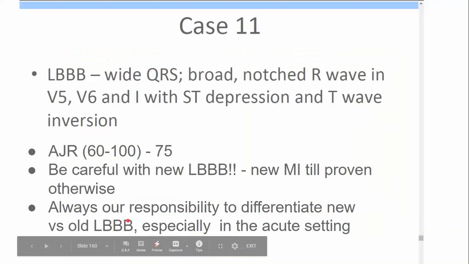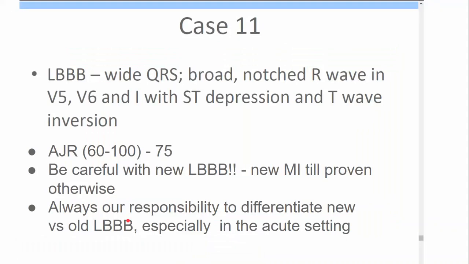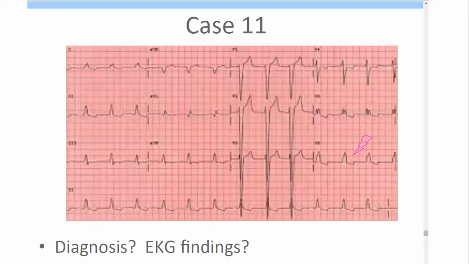This is another example of accelerated junctional rhythm, 60 to 100. This is going 75. But the thing that we're supposed to really appreciate, even more than that, is that this is a no-misser for us. New left bundle branch block. This is an example in this clinical case that the patient had a new left bundle branch block.